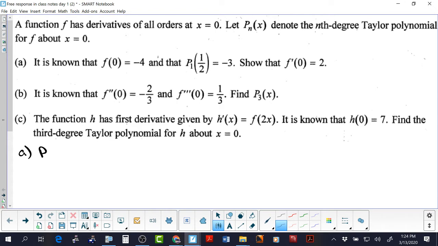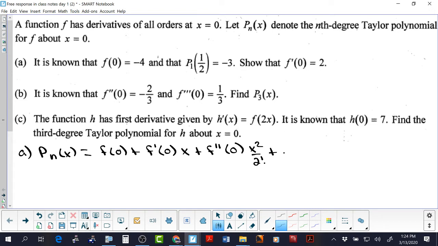On A, let's show that p sub n of x, well, let's write this out, would be equal to f of 0. If we did it the long way and we were really grinding this out, this would be f of 0 plus f prime of 0 times x plus f second derivative of 0, x squared over 2 factorial, and we could keep going in that pattern. But we're only working with this much right there.